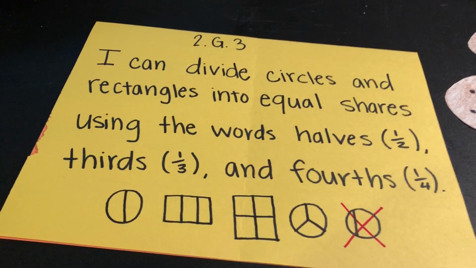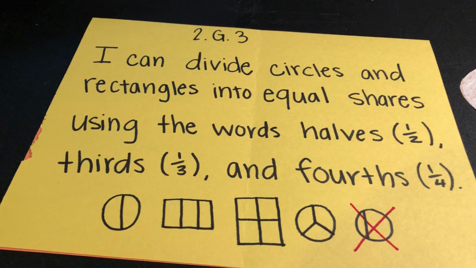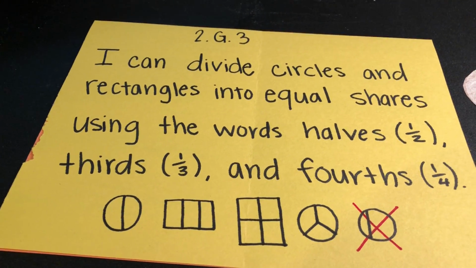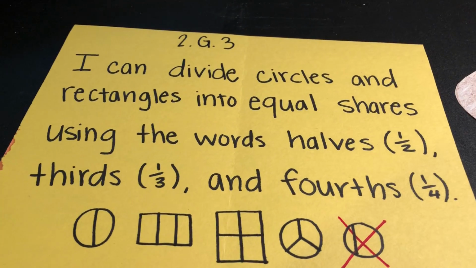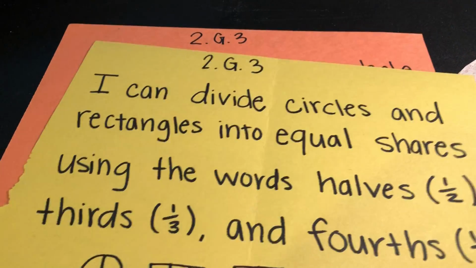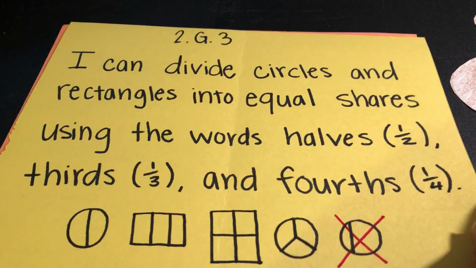I'm really excited to do another math lesson with you guys today. Before I get started, I want to make sure you saw last week's video. This was last week's standard. I can divide circles and rectangles into equal shares using the words halves, thirds, and fourths. If you didn't watch this video yet, go watch it first, because today we're doing part 2.